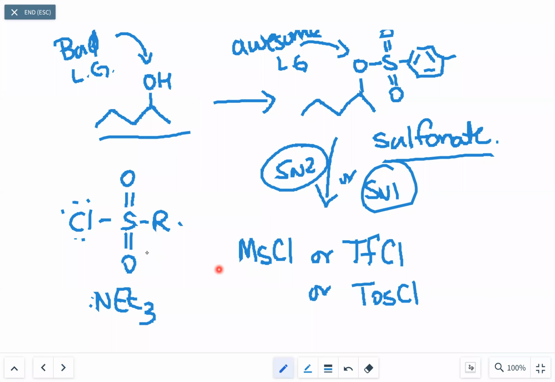But if this is a methyl group or an aromatic ring, you would have the mesylate or the tosylate. So we converted something which is a bad leaving group into something which is an excellent leaving group by these two reagents. And then this sulfonate can undergo the SN1 or SN2 reaction. They're typically used in SN2 reactions though.